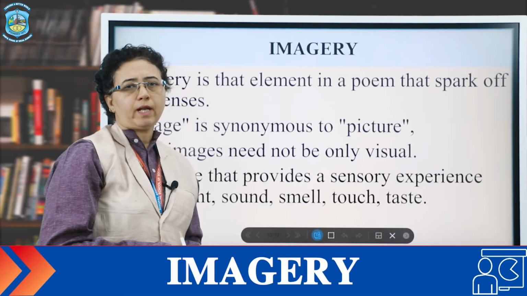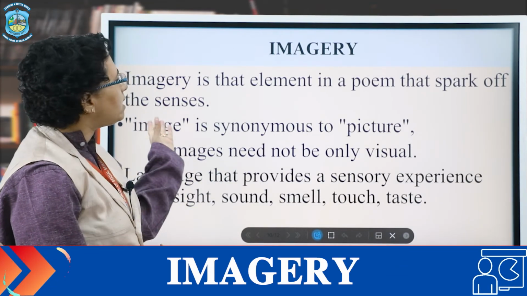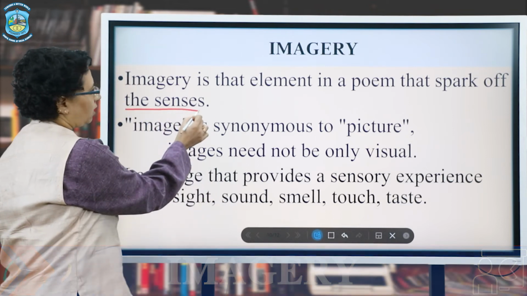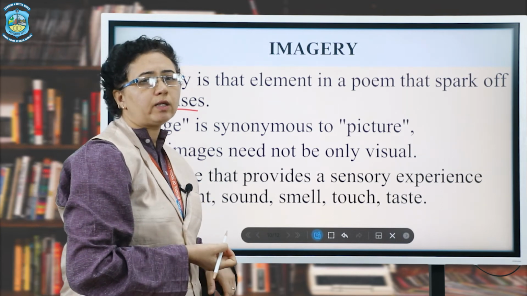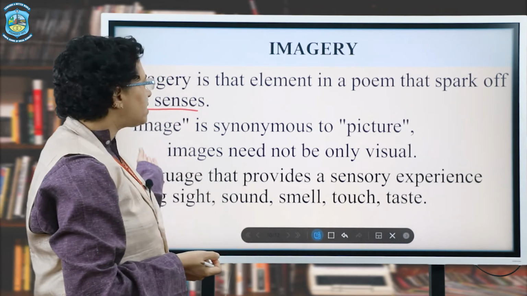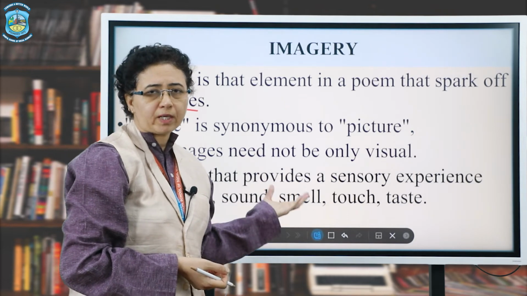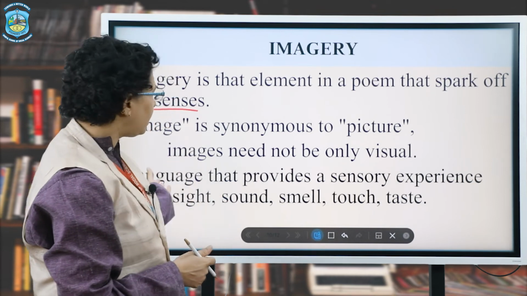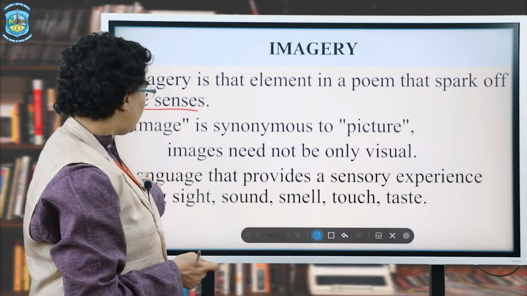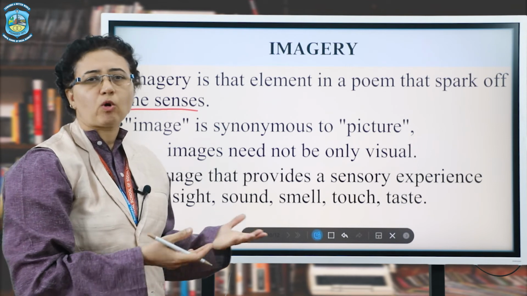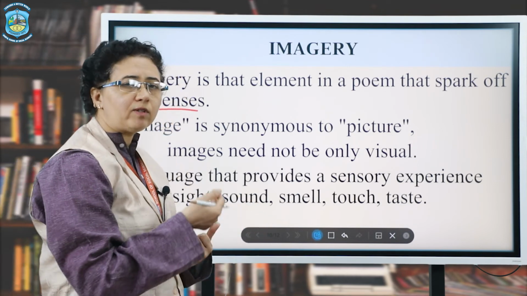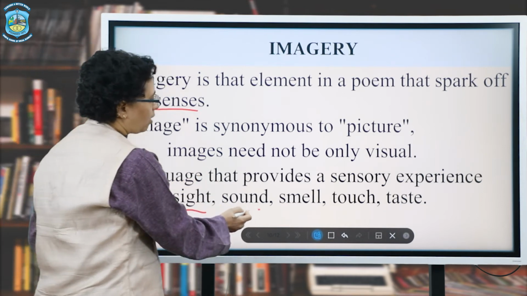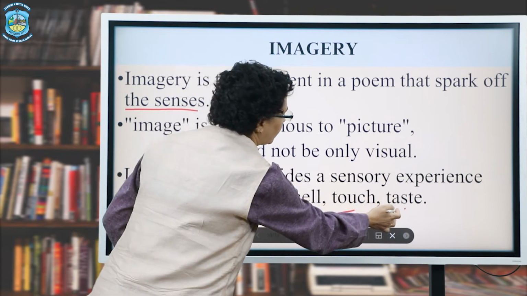Imagery is considered to be the next element. Imagery is that element in a poem which sparks off the senses. Now the word is already clear to us. It creates images. But image, as we can say, is synonymous with the word picture, but that does not mean we are only referring to the visual image. It can be related to any sensory organ. Language that provides these senses is what we are looking at. In poetry, we have this language which relates to the senses. That can be sight, sound, smell, touch, or taste.